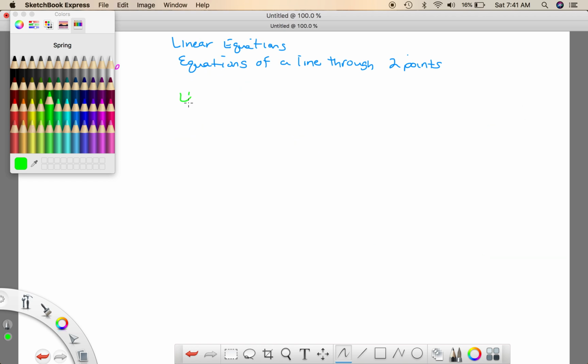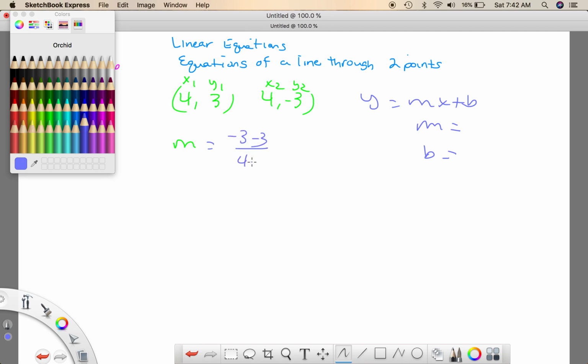It gives us 4 comma 3 and 4 comma negative 3. So again, x1, y1, x2, y2. We start with our equation, y equals mx plus b. We need an m and we need a b. So it's going to be negative 3 minus 3 over 4 minus 4. We get negative 6 over 0. Uh-oh, we got 0 here, right? So when we have 0 in the denominator, that means we have what?